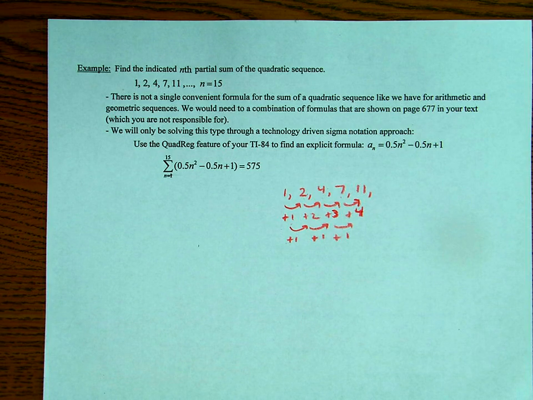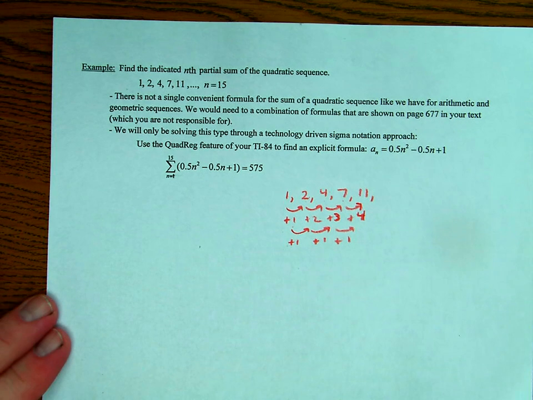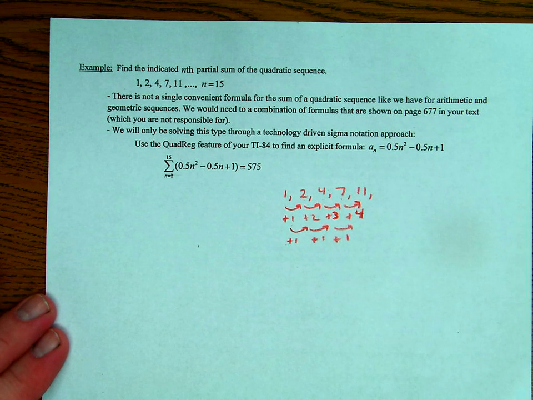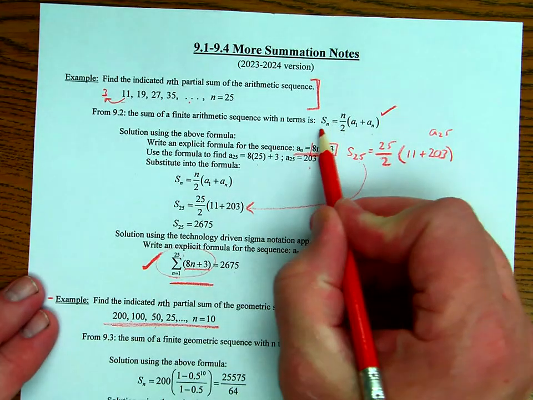Now, when we addressed quadratic sequences prior to this lesson, we didn't address the sum issue. It turns out that typically there's not going to be a single convenient formula that's going to give us the sum of the first n terms of a quadratic sequence. So it's not nice and clean like it was here or here.